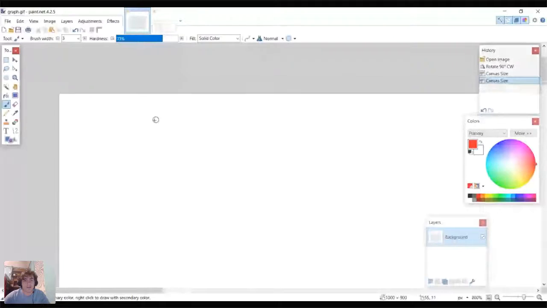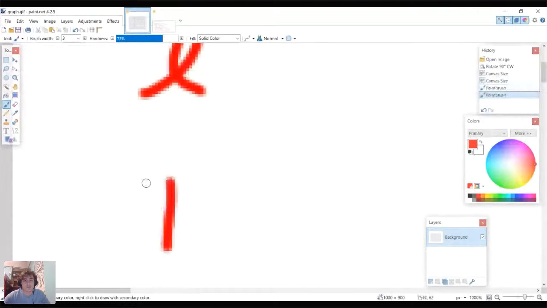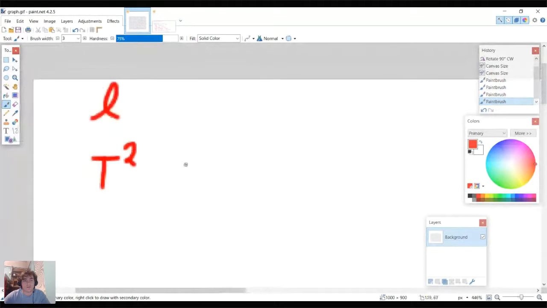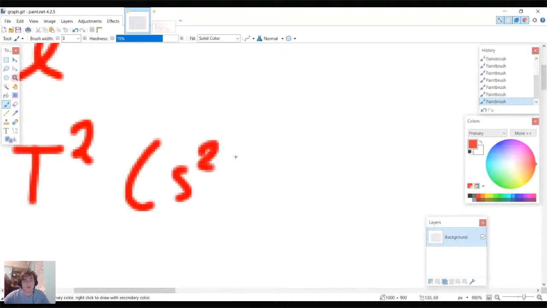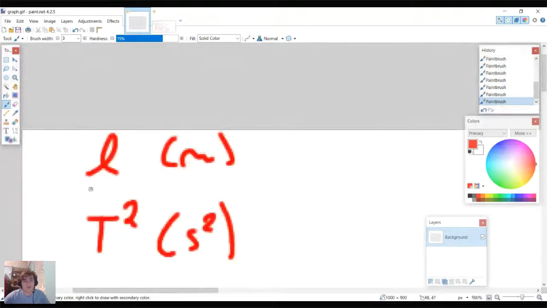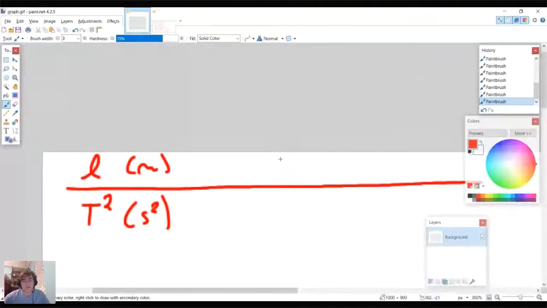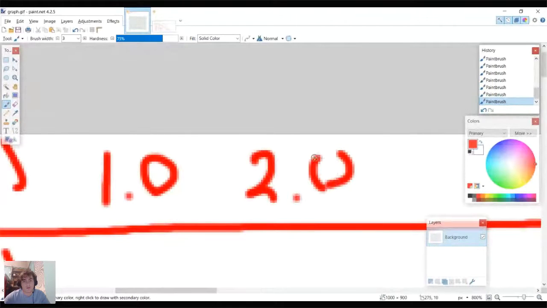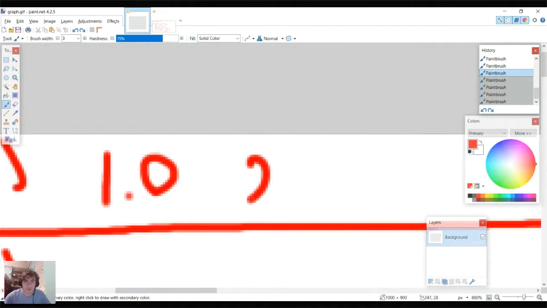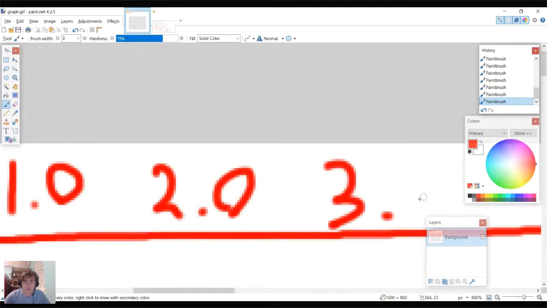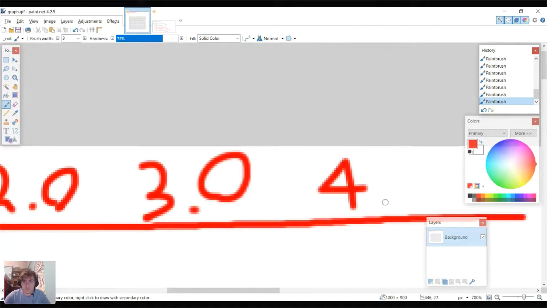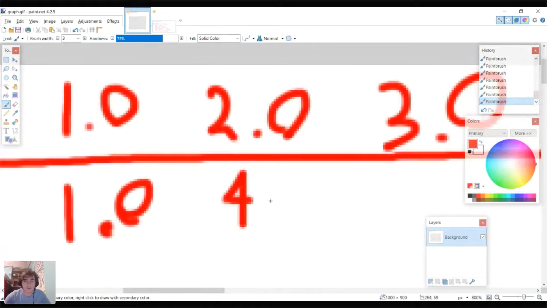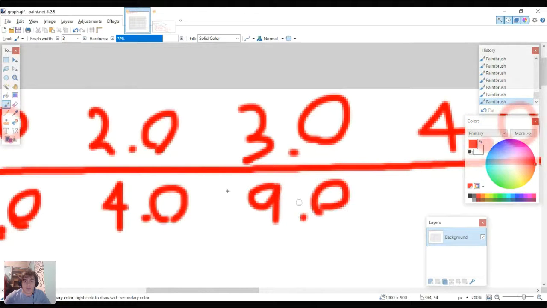So let's say you have some data points. You have L as a function of t squared. So let's say we have a period, this is in seconds squared, this is in meters. So let's say we have a length starting from just 1, 2, or we'll start from 0.5. No, we'll just keep it 2. We'll keep it in integers just to make the numbers easy. 3.0, 4.0, and then this means this is 1.0, 4.0, 9.0, and 16.